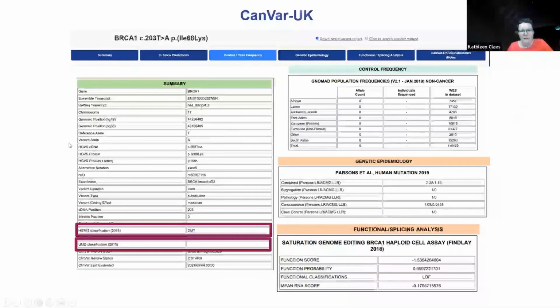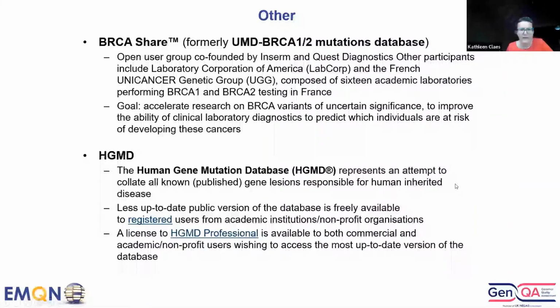Here in the overview, they also hint towards two other databases, which I have not yet discussed, the HGMD and UMD classifications. What are these? The UMD BRCA1 2 mutation database was initially established by the French academic laboratories, and it was freely accessible until 2015. But since then, they have more commercialized it, and access is behind a sign-in. You have to sign in for a license. So this is less accessible today.